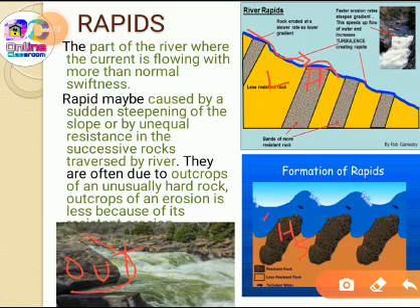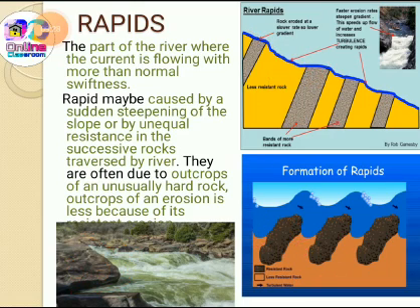In another case, the hard resistant rock is there and these are the soft, and as the harder rocks erode less compared to the softer rock, this gives rise to a deepening of the channel, and the turbulent water flow over these areas gives rise to the formation of rapids. This is not the end of the erosional activities.